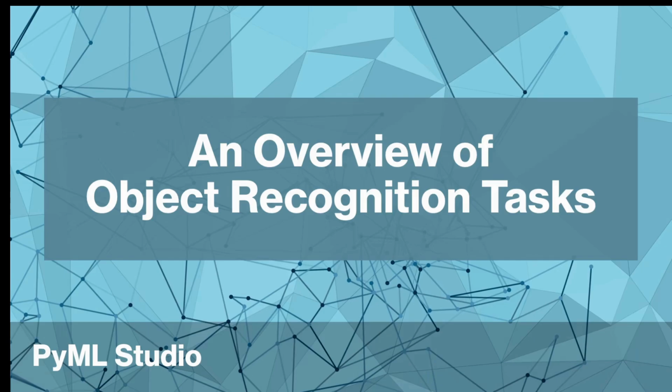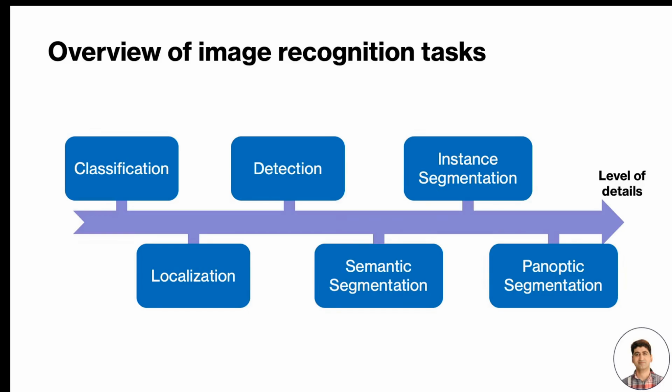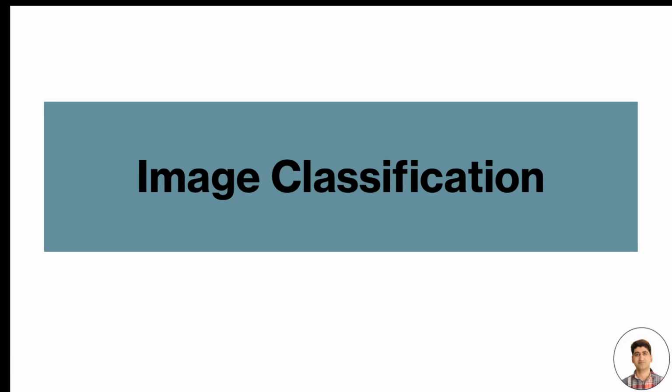So let's get started. Here are the 6 different object recognition tasks that we are going to discuss in this video. From left to right, the level of detail that we extract from each task increases. On the left, we have image classification, which gives us image-level information, like what objects are in the image. But as we go toward the right, we get more information, such as the bounding box around the objects in the image, or even further, the segmentation mask of the objects. So let's start with image classification.